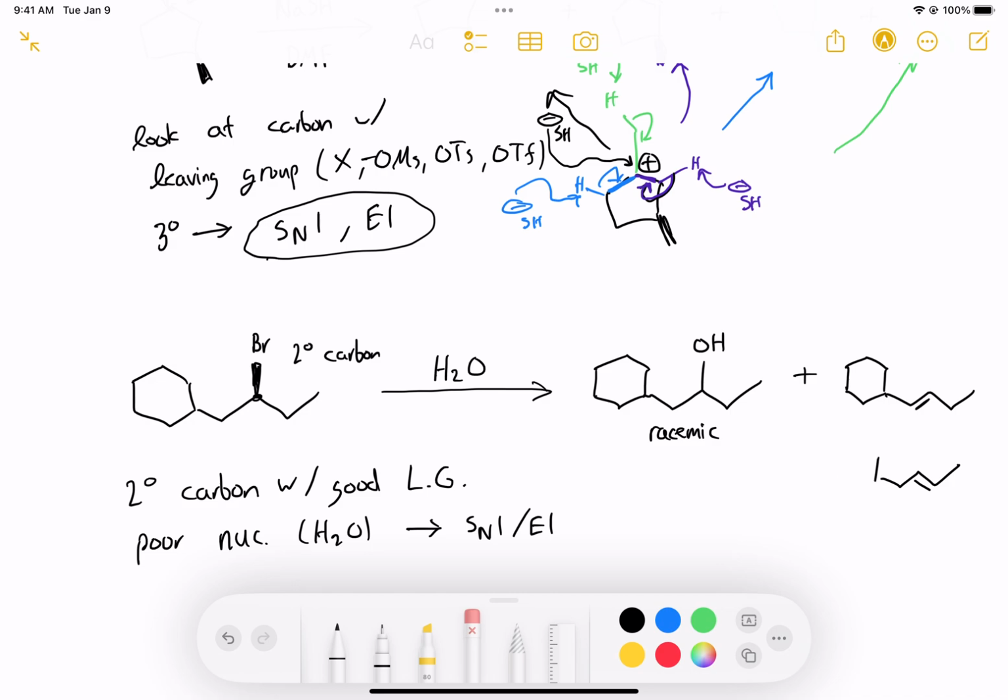But let me just draw this a little bit better. So these will be the major E1 products. I don't know if you talked about cis and trans isomers for alkenes, but you can also get that as well. But it's probably enough if you just draw these, you're good. So that's SN1 too, even though this looks purely like SN1 conditions, but that's what we get.